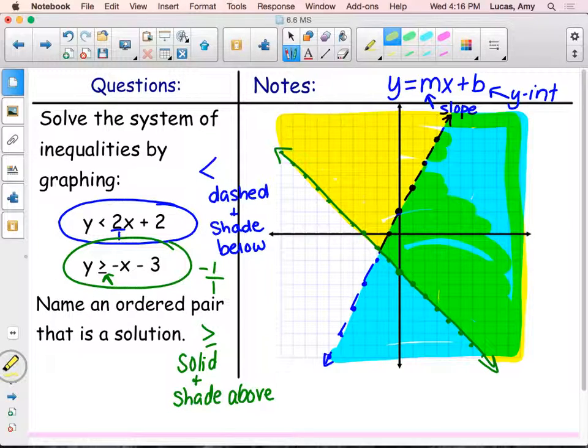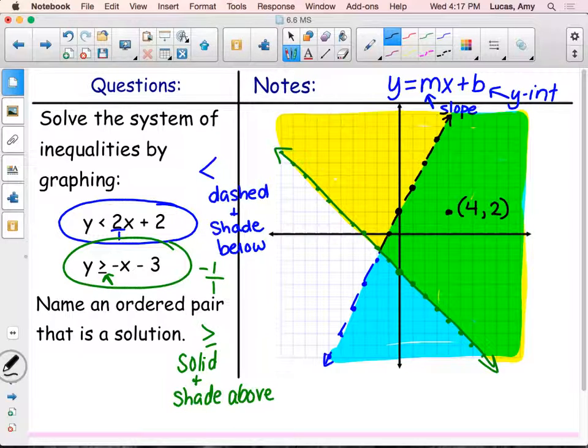So our solution to this system of inequalities is the region that is shaded by both of my inequalities. So I shaded the first one with blue, the second one with yellow, and now you can see the whole region that turned green. That's our solution region. So I'm going to name an ordered pair that's in the solution side, so the doubly shaded region. So I'm going to pick this point right here. I went over 4 and up 2. So that's 1 point that's in the solution set.